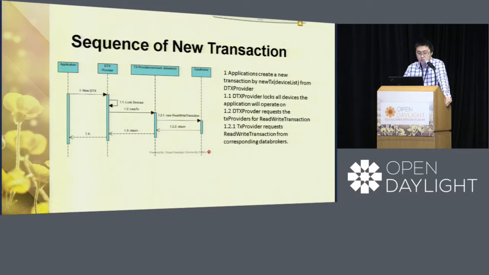After 1.3, the transaction provider has returned a transaction to the DTX provider. Maybe some error happens, which wasn't shown in the diagram. Suppose the DTX provider fails to get a transaction from a specific provider. Of course, the creation of your new transaction fails, and at this time the DTX provider will release all the devices and all the locks and return an error to the application.